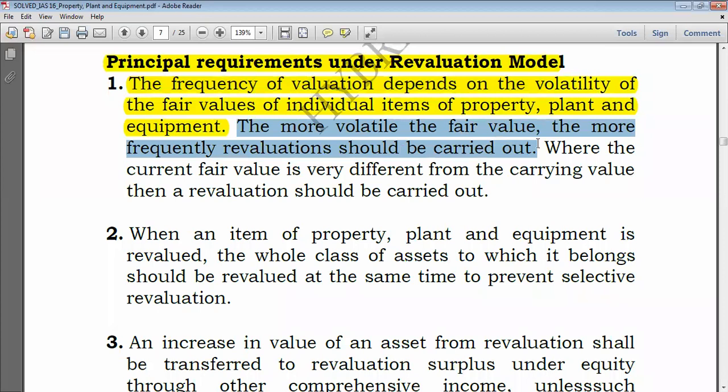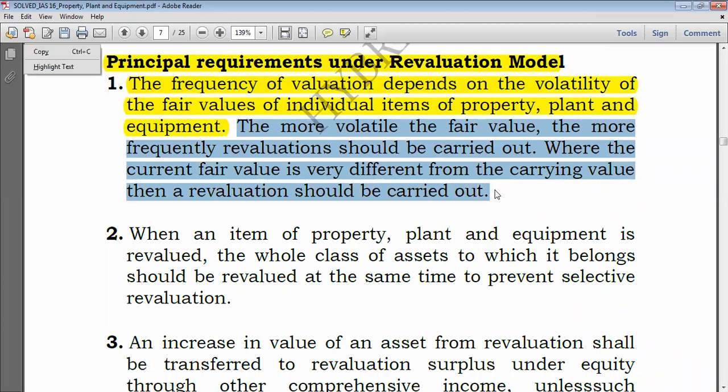I'm repeating again, but where the current fair value is very different from the carrying value, then a revaluation should be carried out. So you can increase the frequency of valuation, but actually making a revaluation, to actually revalue the asset, is a different thing.